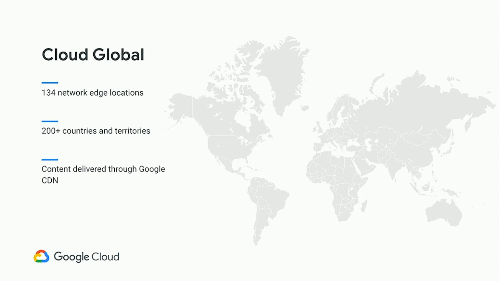So this is basically what comprises the global Google network. With 134 network edge locations, presence in over 200 countries and territories, and content delivered through Google Cloud CDN, you get access to the same functionality that also powers all of Google's services, like search, maps, Gmail, YouTube. Each of these are used by over 1 billion users worldwide.